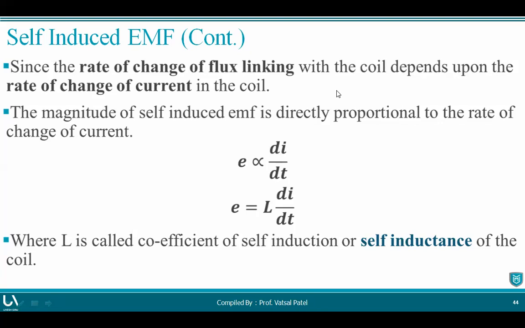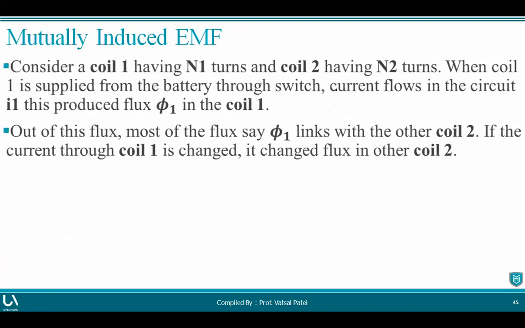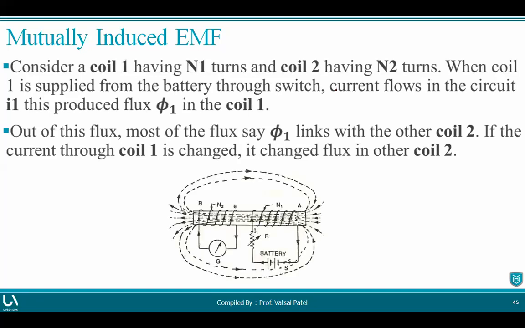Now after this, the mutually induced EMF. Consider a coil 1. Now you have two coils here. In the previous case you had only one coil on the core, supplied by the battery source, with a variable resistance connected in series with that battery. Now you have two coils: one coil supplied by the battery source, just like our previous case. The first coil has N1 number of turns, and coil 2 has N2 number of turns.